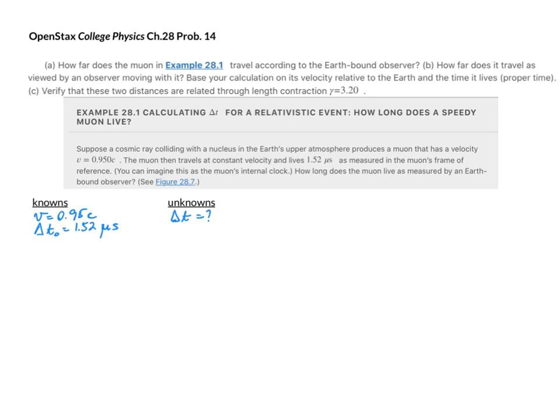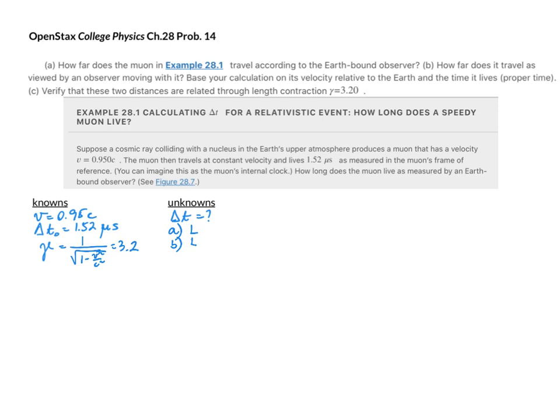Now, in problem 14, we're also told that gamma, which is 1 over square root of 1 minus v squared over c squared, is 3.2. And then part A in this problem asks us to find how far the muon travels according to the earthbound observer. So we're looking for a length, and in part B, we're looking for how far it travels as viewed by an observer moving with it. So that's another length.